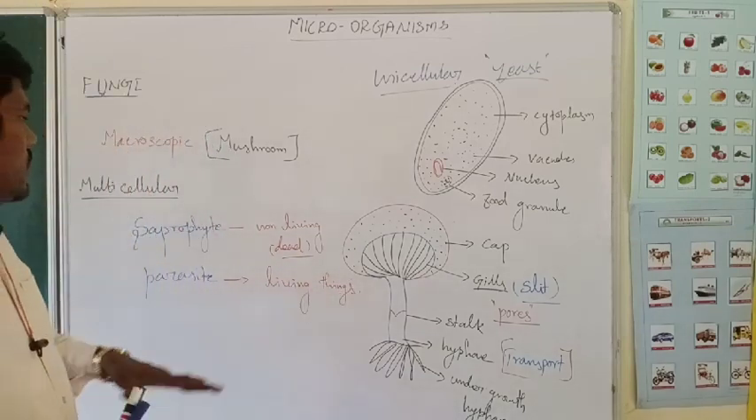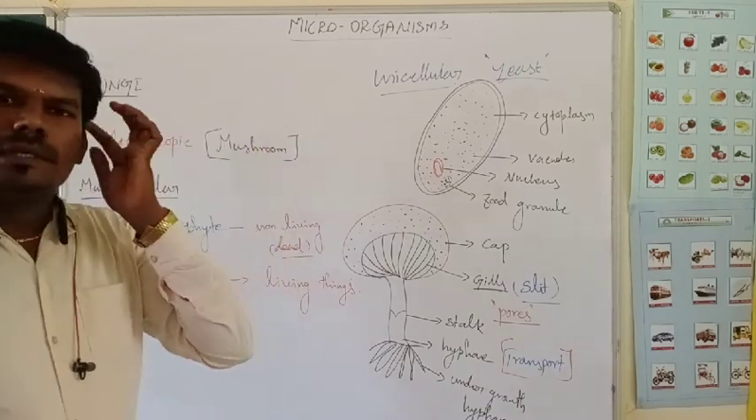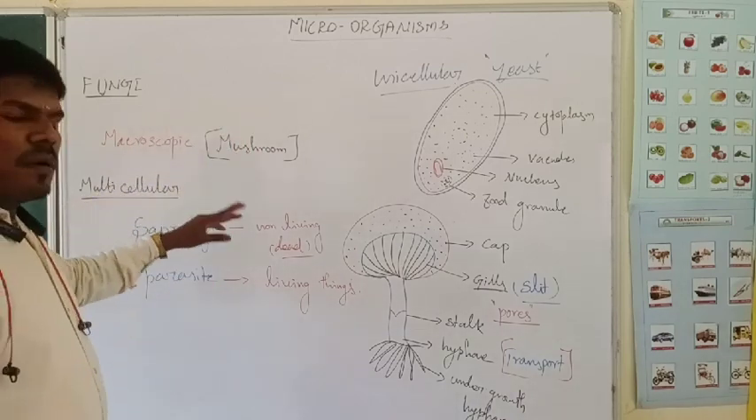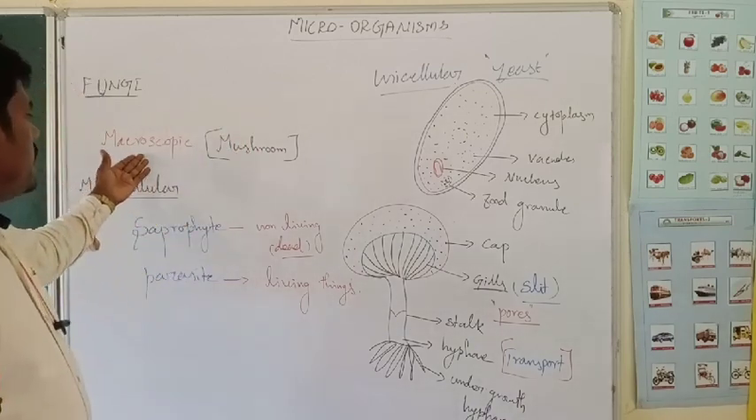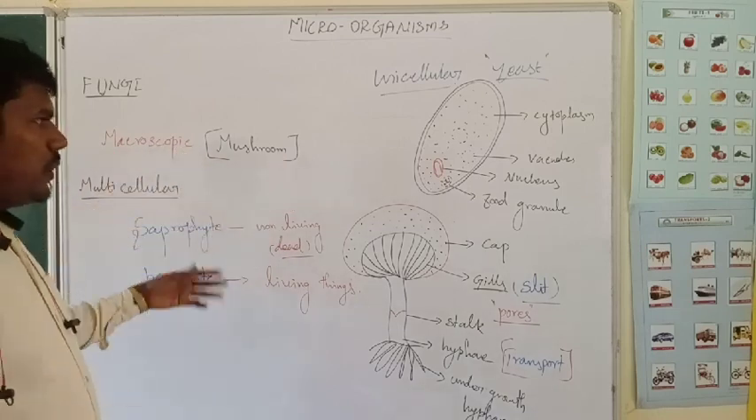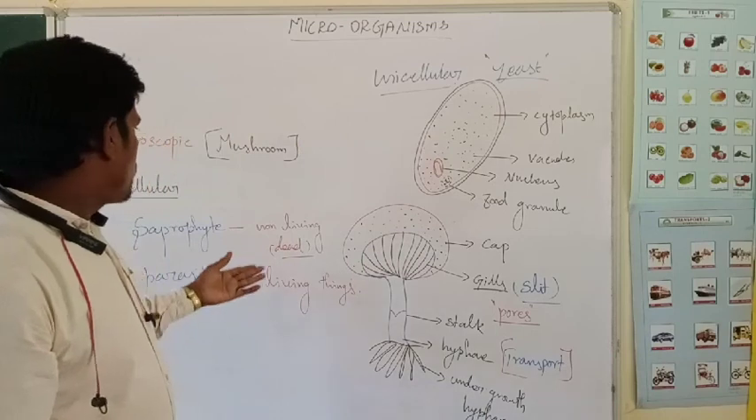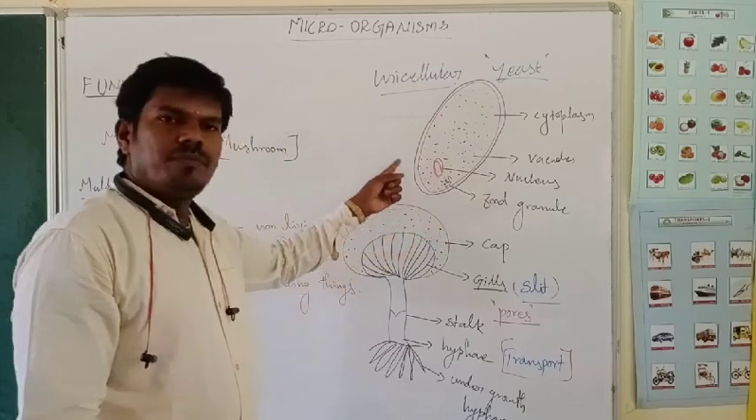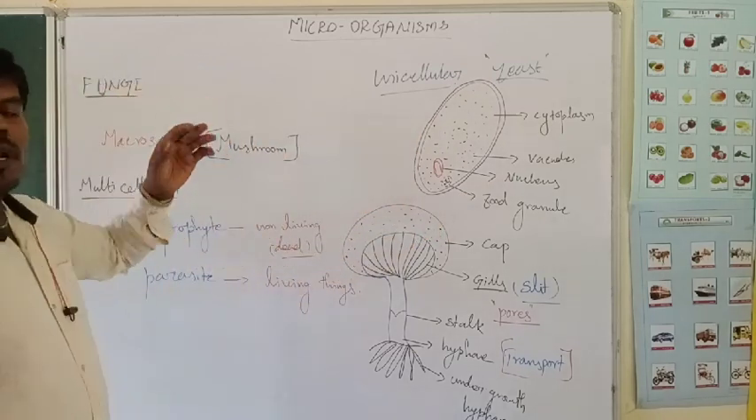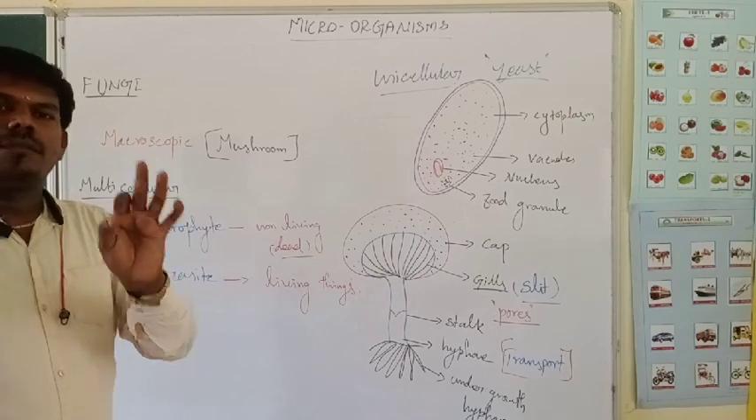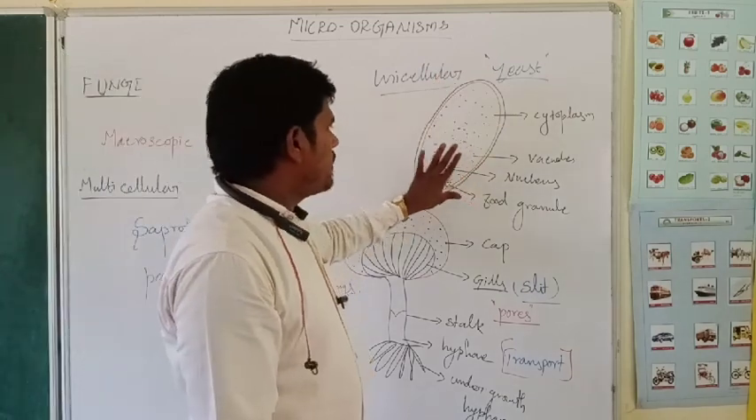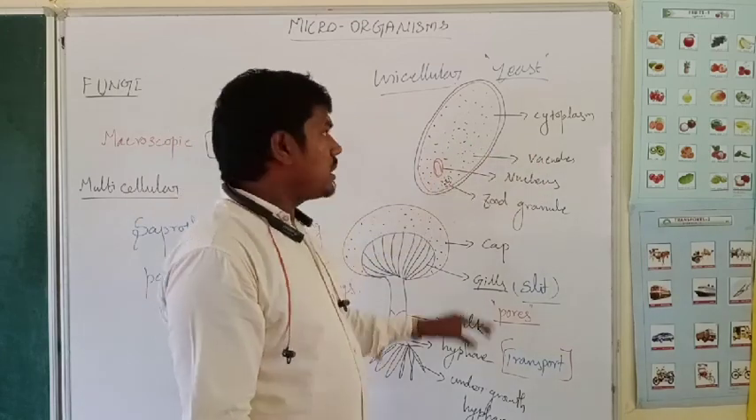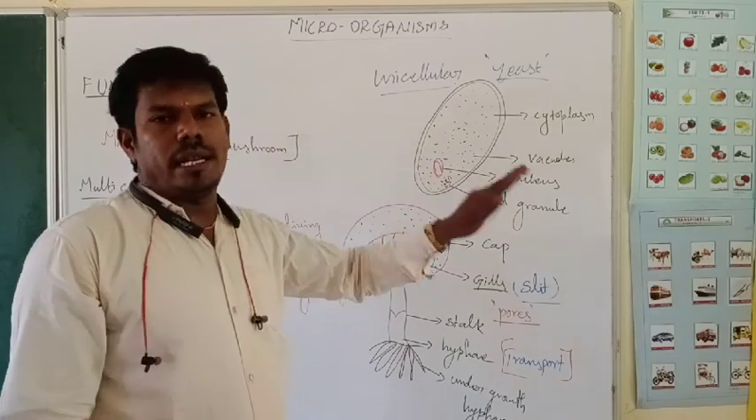Very simple: fungi are a group of eukaryotic cells that grow in dark environments, lack chlorophyll pigment, and are either unicellular or multicellular. For unicellular, take yeast as an example; for multicellular, take mushroom. Unicellular is present in an ovoid shape. Basically, fungi are involved in anaerobic respiration, and reproduction is by budding. The ovoid shape contains inner organelles because yeast is classified as a eukaryotic cell.